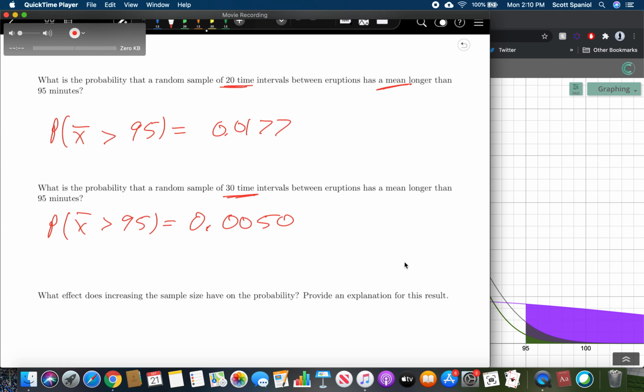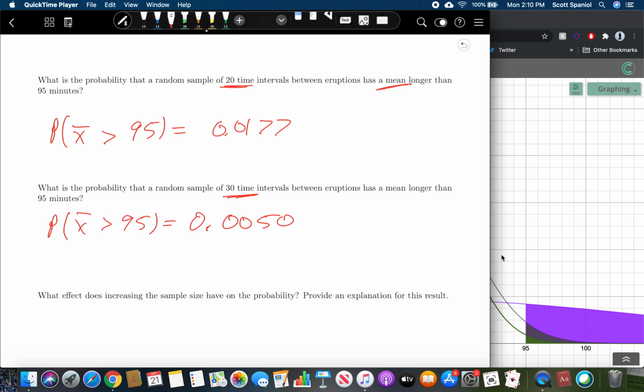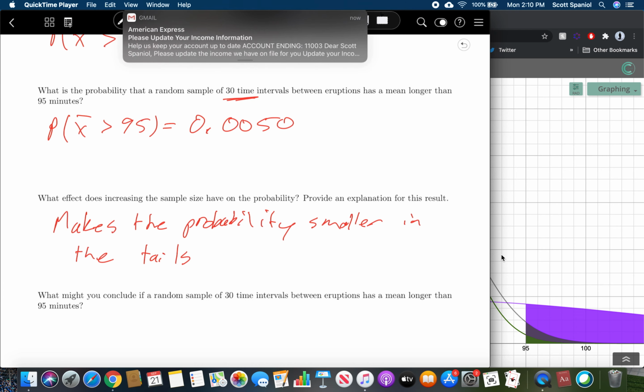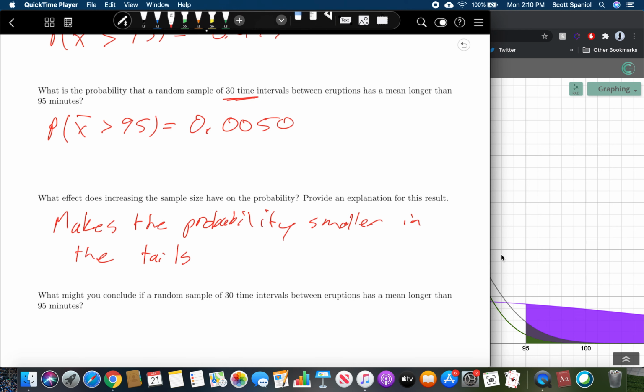Okay. So what effect does increasing the sample size have on the probability? Well, it makes the probability smaller in the tails. Right? It's sucking the area up into the middle, so the probability is getting smaller in the tails.